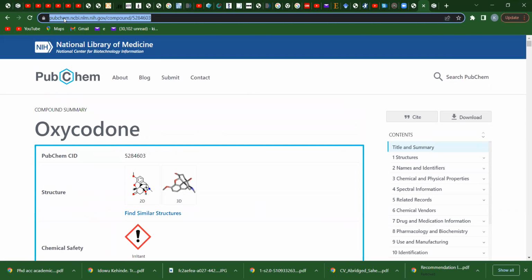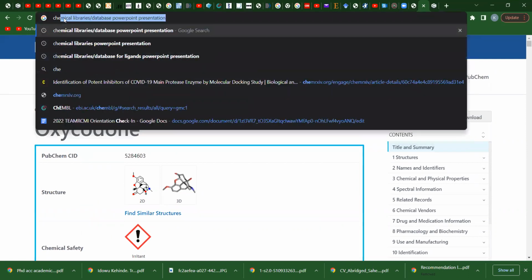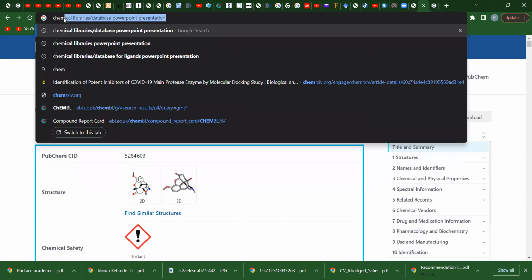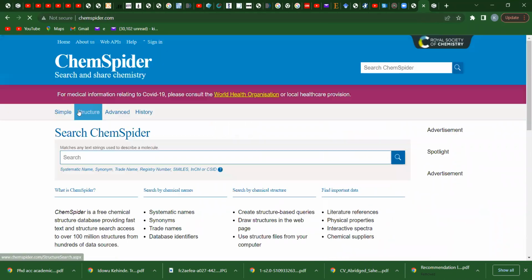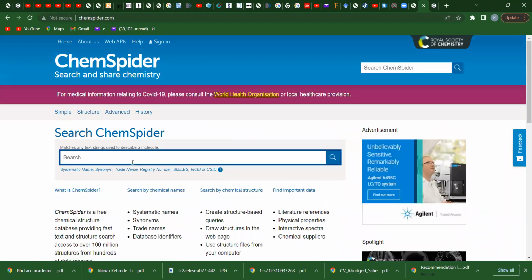Another chemical library we can use is called ChemSpider. So if you are looking for a particular drug, and peradventure you couldn't find it in PubChem, you can try another chemical library, which is called ChemSpider. So let somebody suggest another drug for us. Let's look for another drug under this ChemSpider. Anybody? Any suggestion for another drug? Okay, let's try metformin.